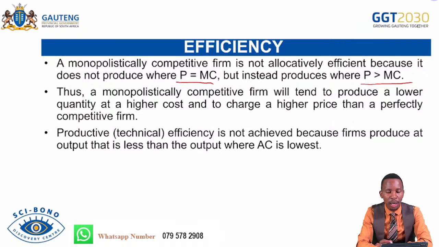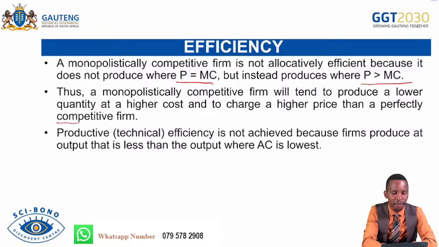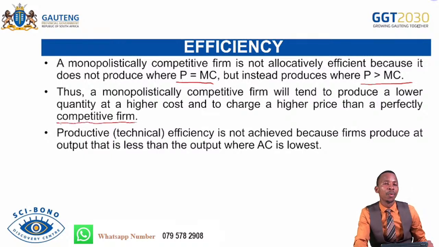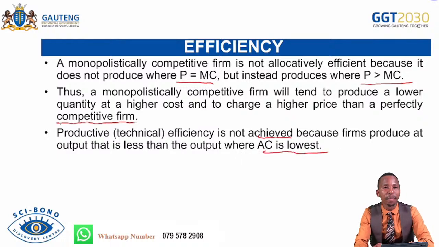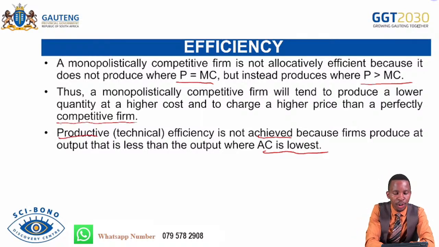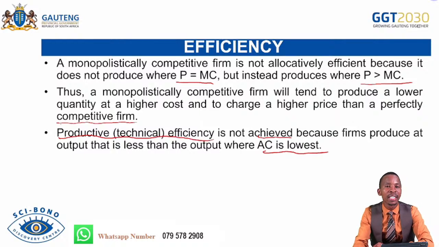Thus, a monopolistically competitive firm will tend to produce a lower quantity at a higher cost and to charge a higher price than in the perfectly competitive firm. So firms under monopolistic competition will always produce lower output in order to charge higher prices, unlike in the perfect market. Productive or technical efficiency is not achieved because firms produce at an output that is less than the output where AC is at its lowest. So the firm here cannot achieve what we call productive or technical efficiency. So we come across productive or technical inefficiency under monopolistic competition.